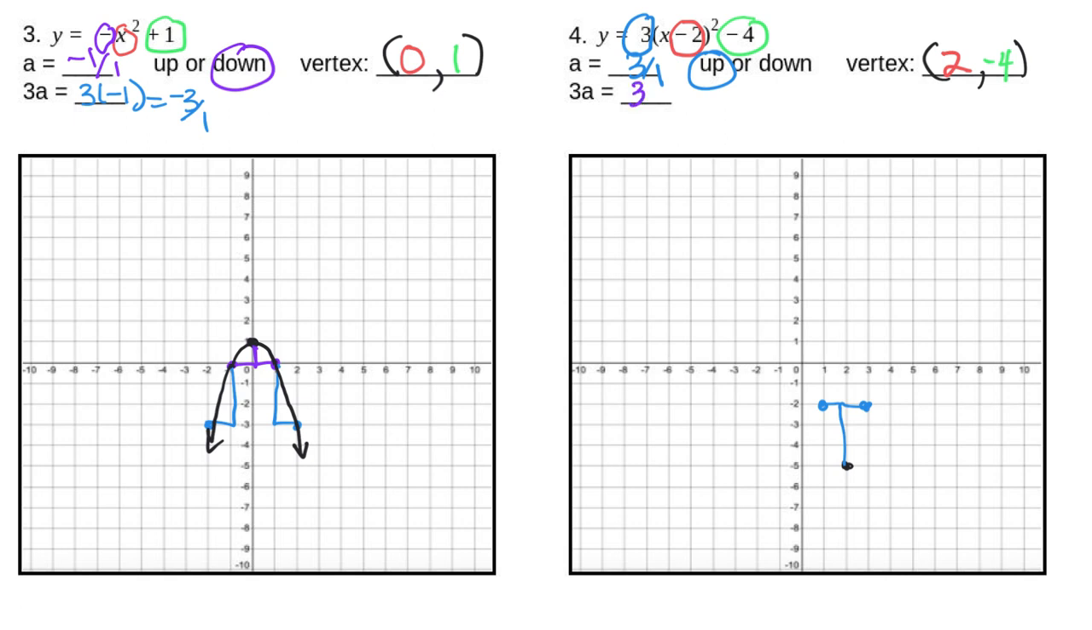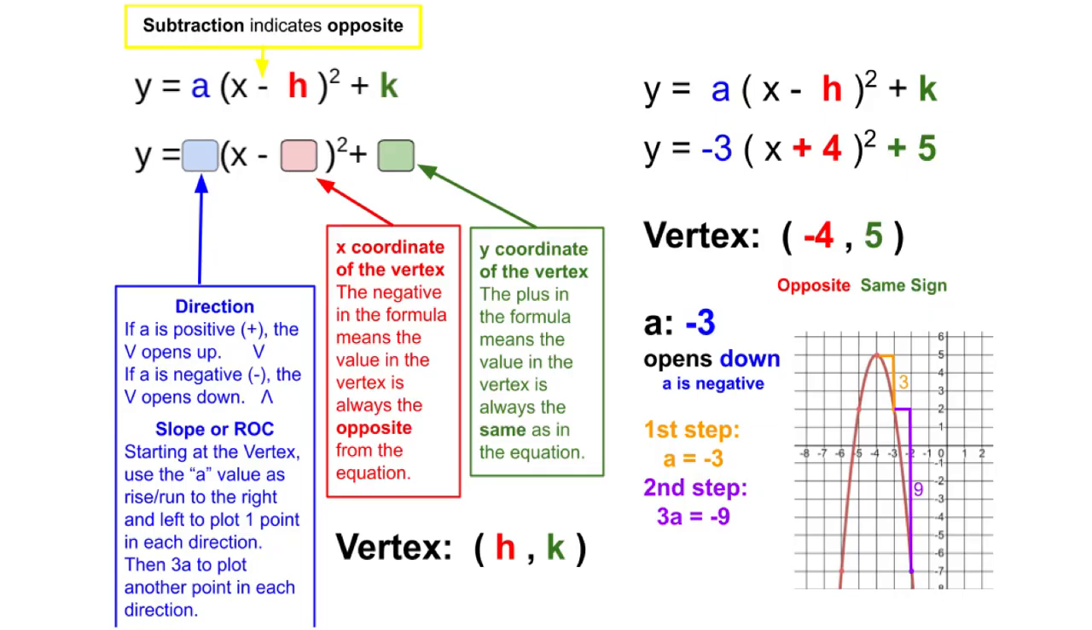And now we're going to do 3 times 3, so 3 times our a value, and we get 9. So 9 over 1 to plot from that point. So up 1, 2, 3, 4, 5, 6, 7, 8, 9 over 1. And then we go up 9 over 1 from here. And make your curve. This one is much more narrow than the other one, and that has to do with that leading coefficient, that a value of 3. So we're going to summarize here. You can screenshot this page if you want to have this for your notes.